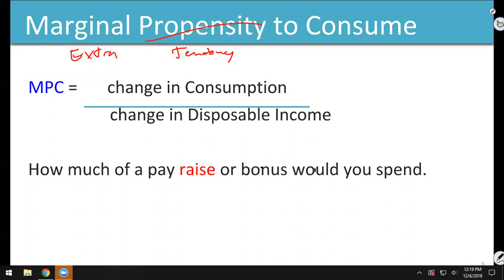You could be like, it's extra money. I'm used to spending the amount of money that I have been spending. This is extra money, so this is an opportunity for me to save. I'll be coming back to this. So your MPC is how, when your income changes, you get that pay raise, how much does your consumption change?